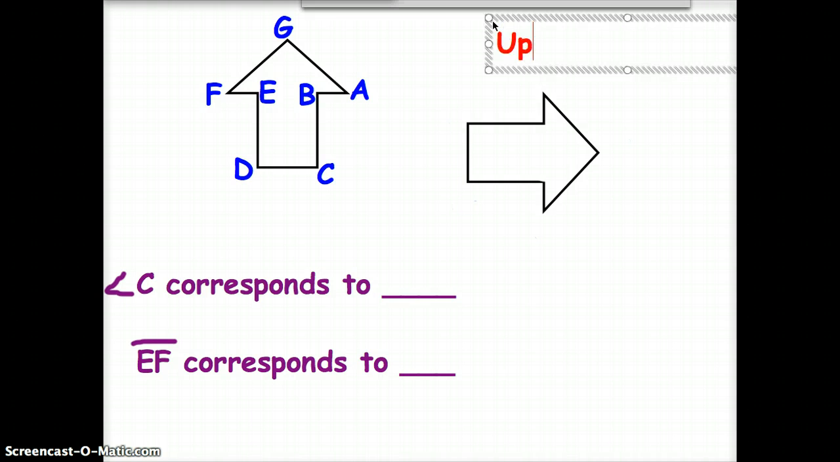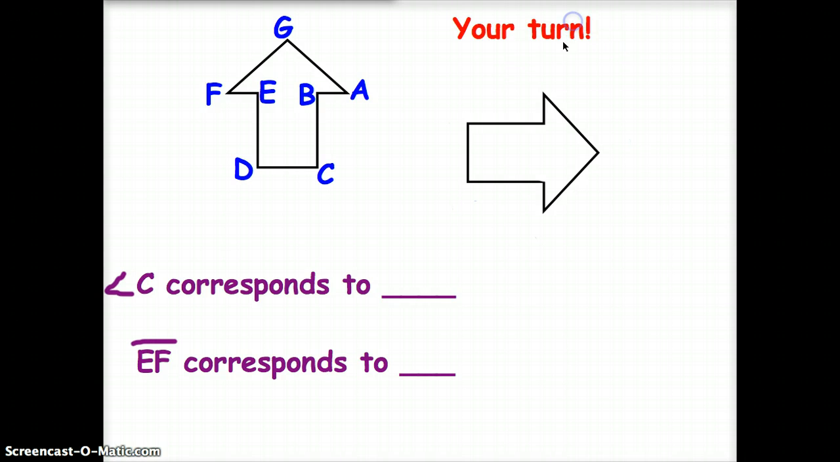Your turn. At this point, I want you to take this arrow, and after it's been rotated, I first want you to list the new names. So label this A prime, B prime, C prime, D prime, E prime, F prime, and G prime. Then I want you to list the angle that corresponds to angle C and the line segment that corresponds to side EF. Pause your video at this time.